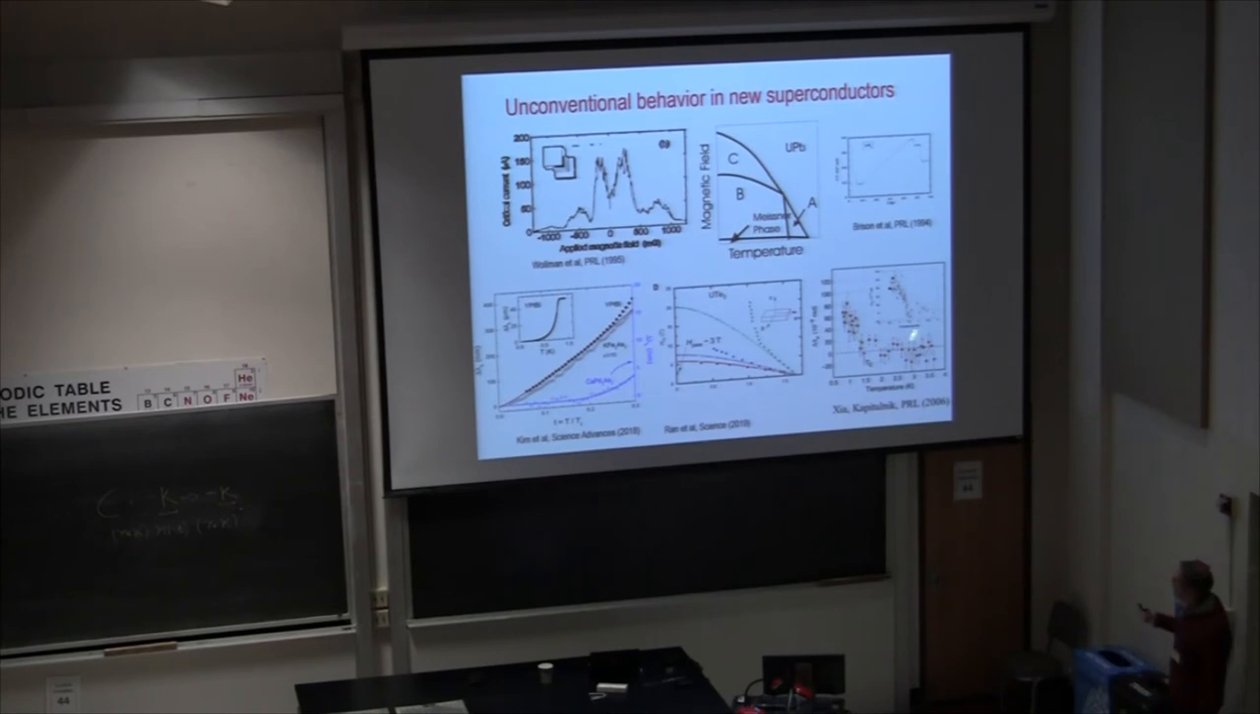And then finally, it was found, and this is in strontium ruthenate, that as you go below TC, you can see a clear onset of some signal here. What this is measuring is the polar Kerr effect. So you take light with some polarization, you reflect it off your sample, and you see that the polarization changes.